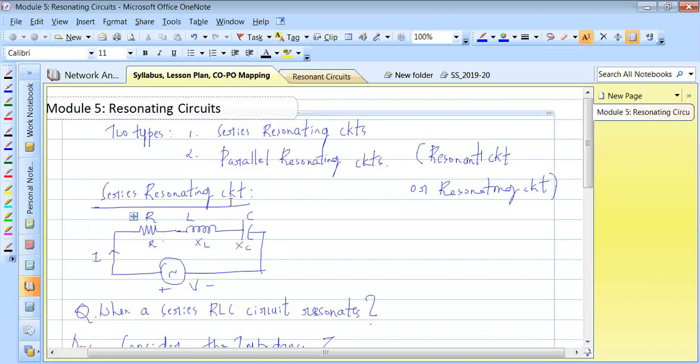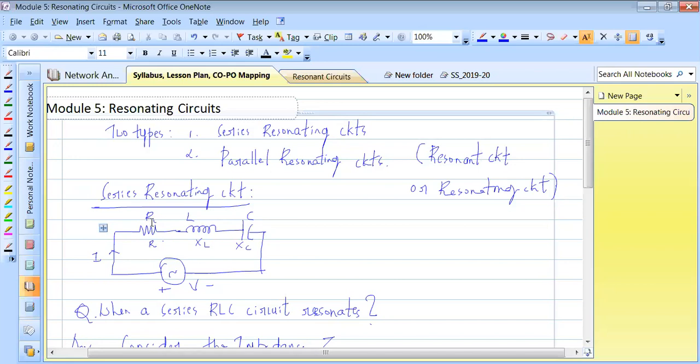And this resonating circuit is something which has to have this L or C or both. Get this point? A circuit only with resistance R, without L and C, cannot resonate. First thing that you should understand. I repeat, a resonating circuit is one which will have either the inductor or the capacitor or both inductor and capacitor along with R. If there is only R as the circuit component, it cannot be a resonating circuit.